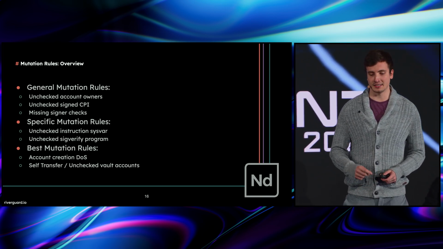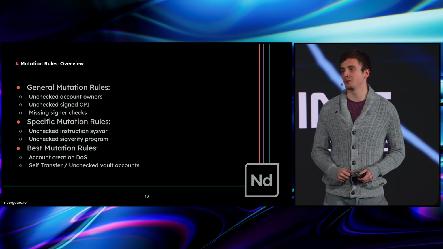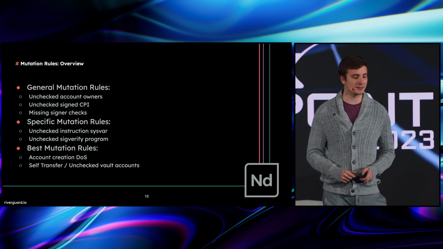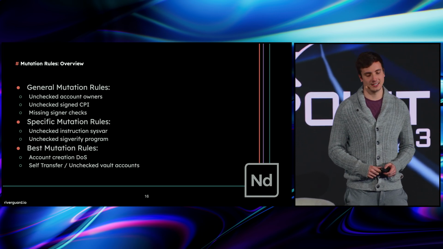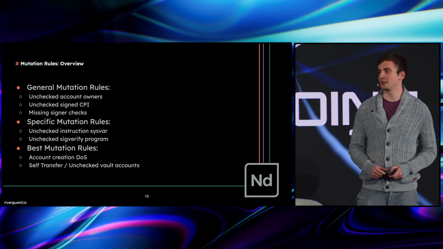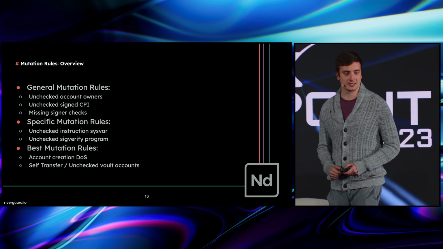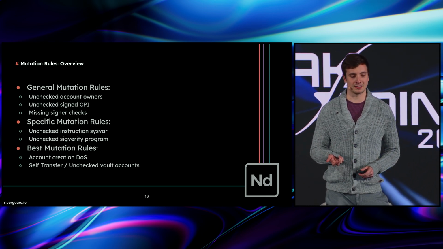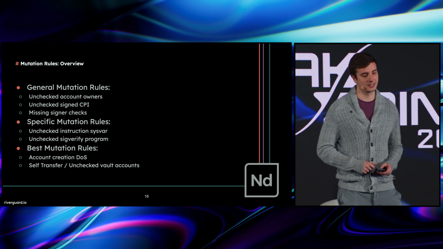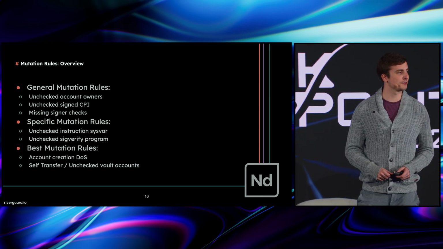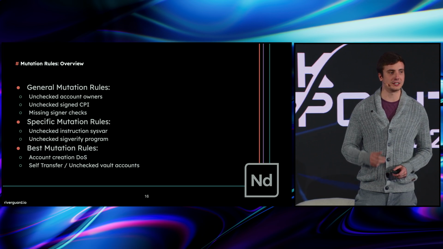Right, and I guess then the last two mutation rules, which have also been the two best ones. The first one is the account creation denial of service, where sometimes if the program doesn't implement account creation correctly, you can mess with the program and prevent people from withdrawing money, for example. And then the last one we call self-transfer, which essentially is just an unchecked vault account.